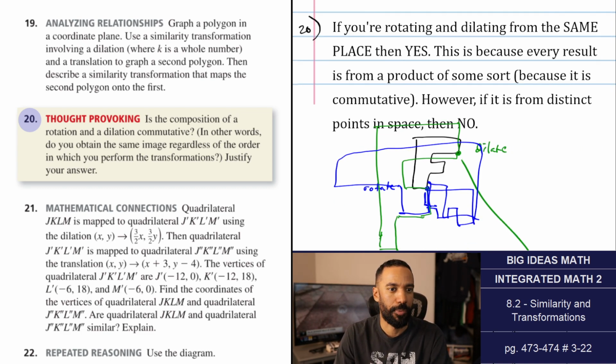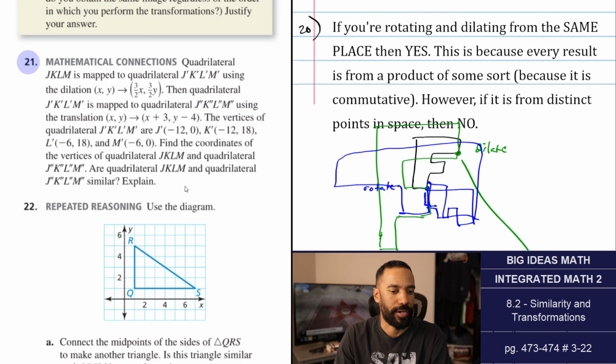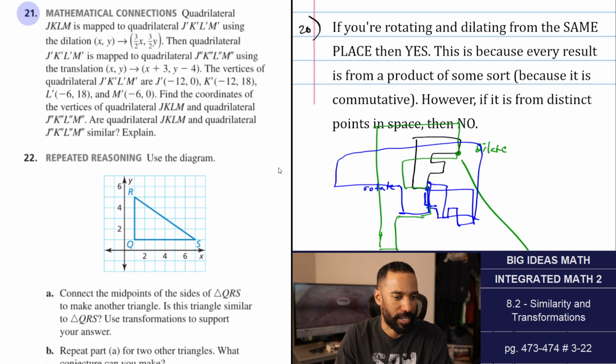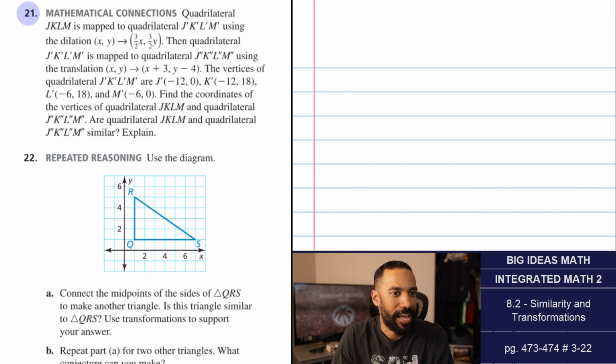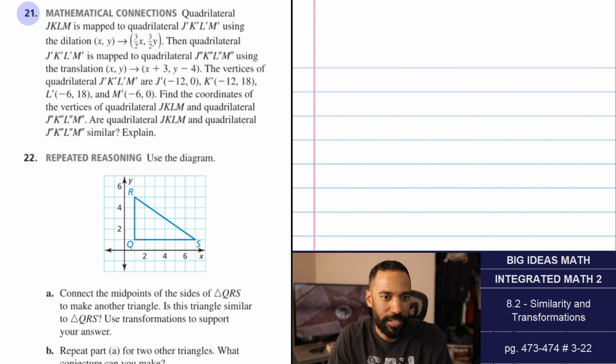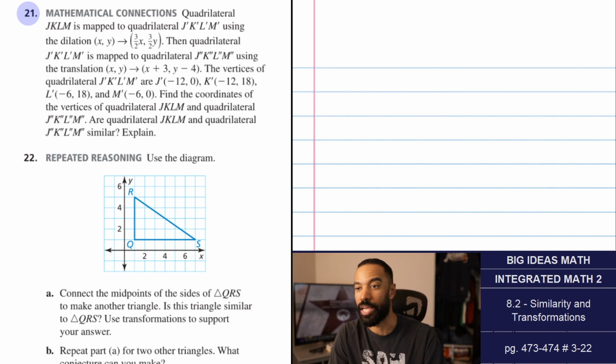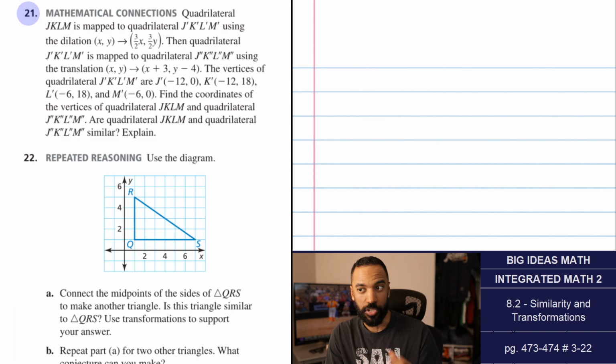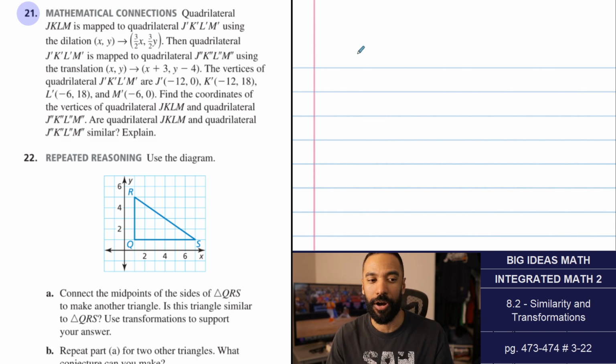Okay, 2 more questions. Number 21. Looks like no proofs. Actually, I can't tell if these are proofs or not. Number 21. Quadrilateral JKLM is mapped to quadrilateral J prime using the dilation here. Then that's mapped to here using this translation. The vertices of this are here. Find the coordinates of the vertices of the original. Oh, that's the primes that we're given. So we're kind of in the middle part here.